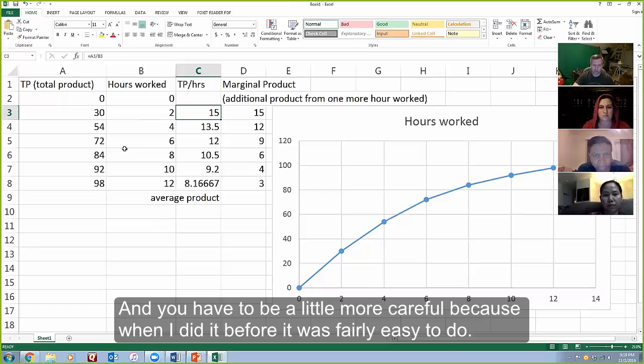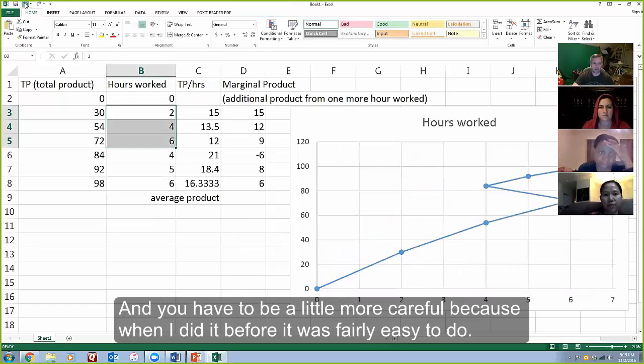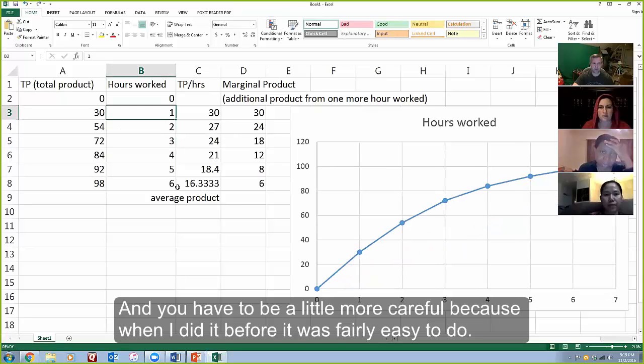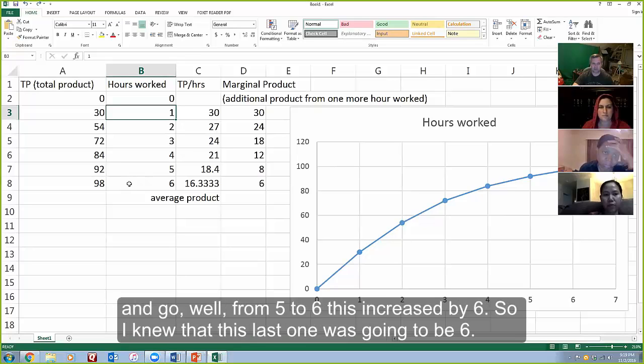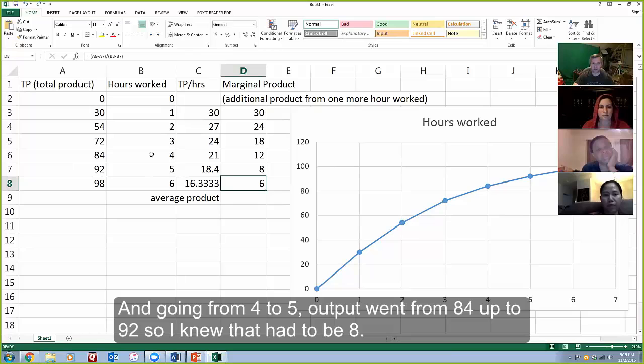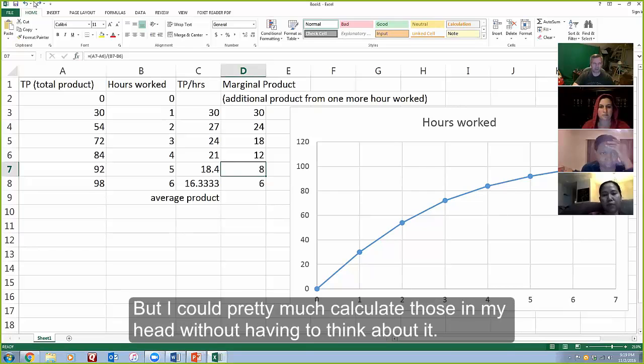And you have to be a little more careful because when I did it before, it was fairly easy to do because I didn't really have to do a lot. I could just do this by looking at it and go, well, from 5 to 6, this increased by 6. So I knew that this last one was going to be 6. And going from 4 to 5, output went from 84 up to 92. So I knew that it had to be 8. So I could pretty much calculate those in my head without having to think about it.